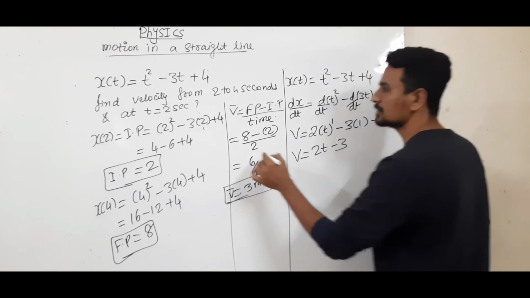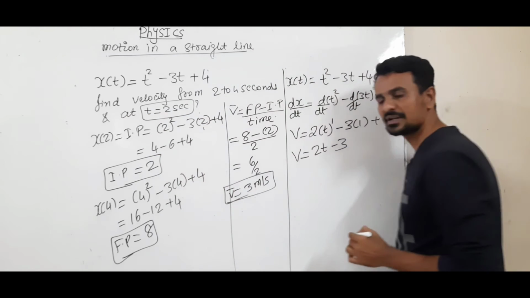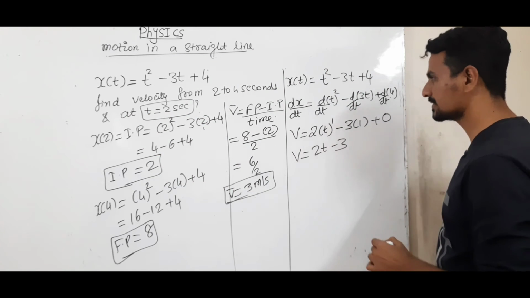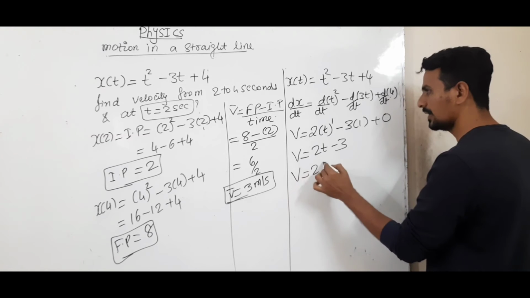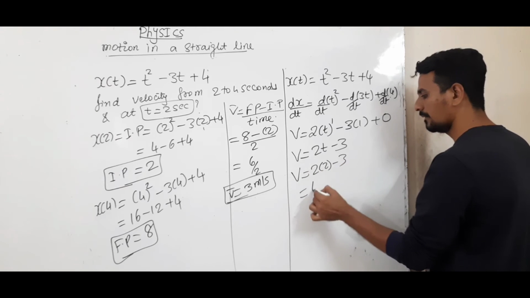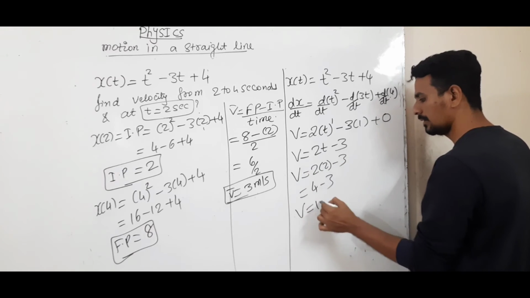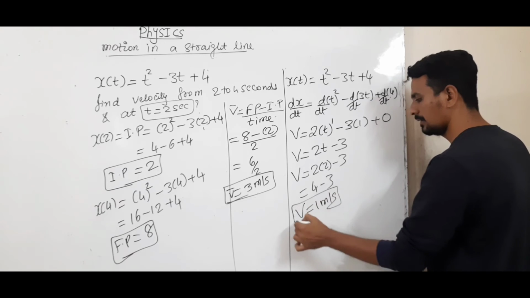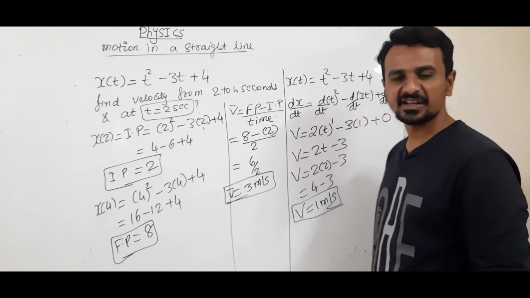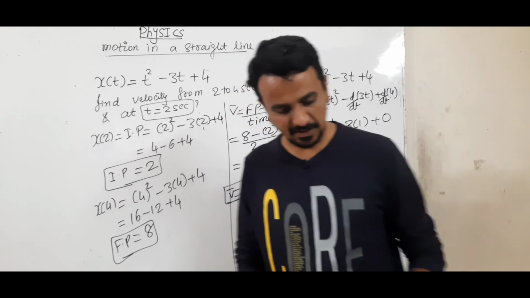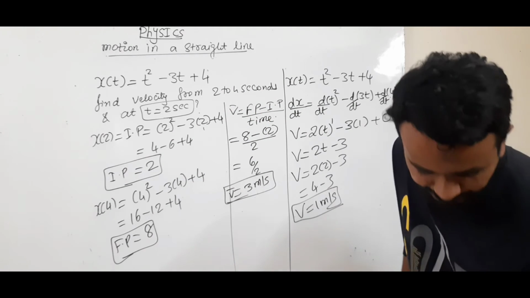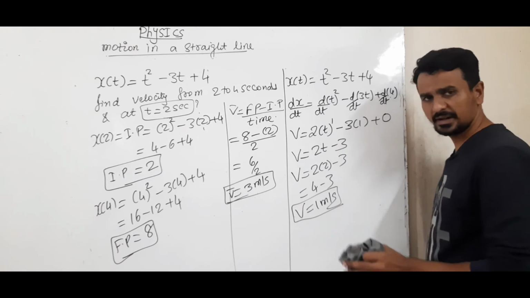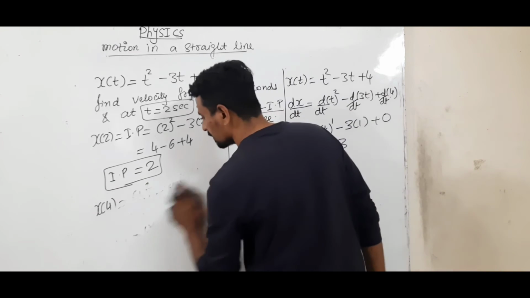Place t equals to 2 because in the question you have been told to calculate velocity at 2 seconds. So velocity will be 2 into 2 minus 3, 4 minus 3, which is 1. So this is your instantaneous velocity. Clear? Clear, students? Fine. Let us solve one more question.